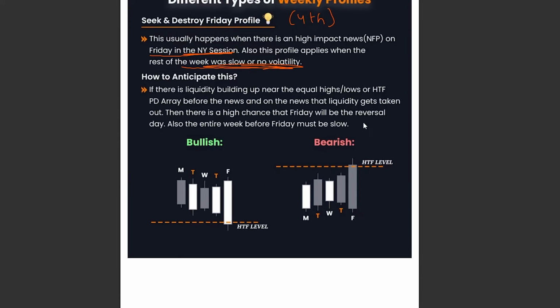of the higher time frame level, or a stop hunt you can say. Then if we are bullish it closes back inside and we get a long towards the highs, and if we are bearish we get a sweep of the equal highs or a higher time frame level and price closes back inside the range again, and then we can short it towards the lows. So either case is possible in this as well, and the first and foremost scenario for this is that the entire week should be really slow or there shouldn't be any volatility. Only then can we apply seek and destroy Friday profiles.